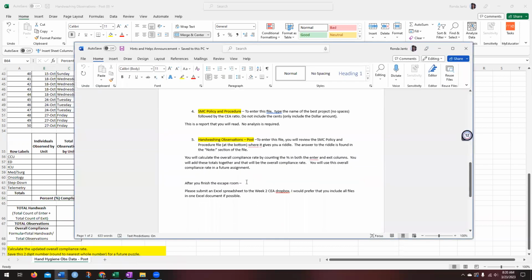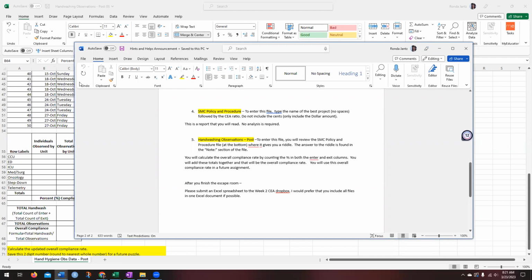What you'll do when you finish is you're going to submit an Excel spreadsheet to our Dropbox. I prefer that you have all files. Some students are able to put them in one document in different tabs and others are not. If you can't get it, no worries. I can get your spreadsheets to open even if your password is still in there. That's not a worry either. So please submit that when you're finished, and then you can take the quiz.